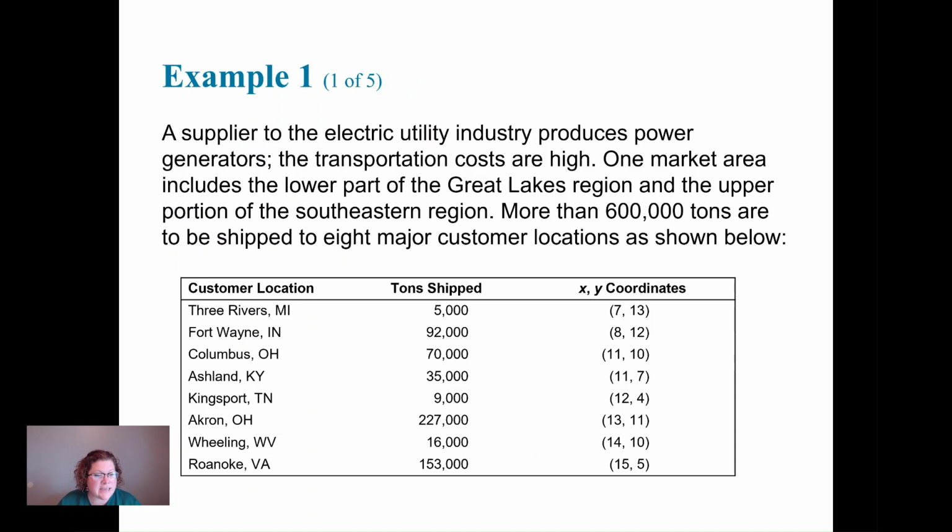So we have these 8 major customers. You can see the locations listed. You also see the load, which could also be termed demand in each location, in tons shipped. And then we have X and Y coordinates for each location. So we're going to try to figure out a center of gravity amongst our customer options.